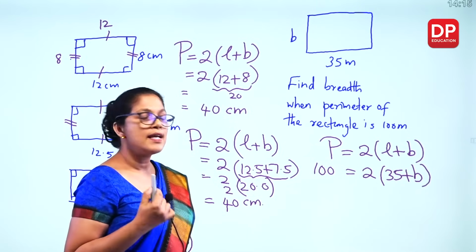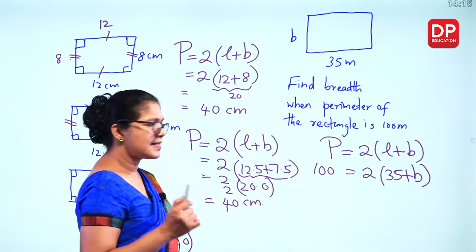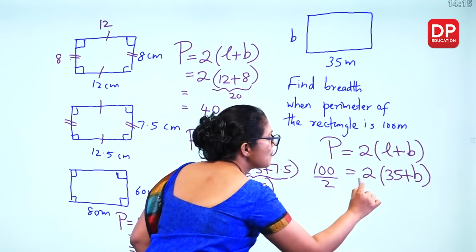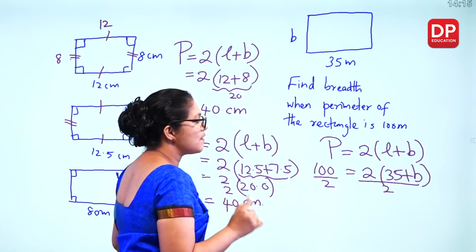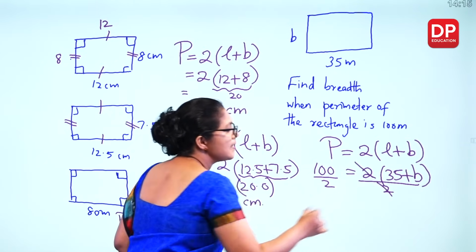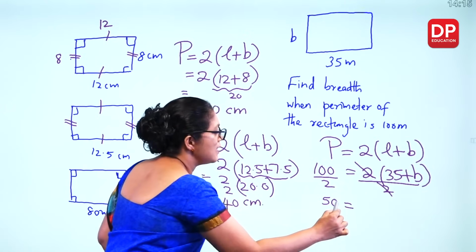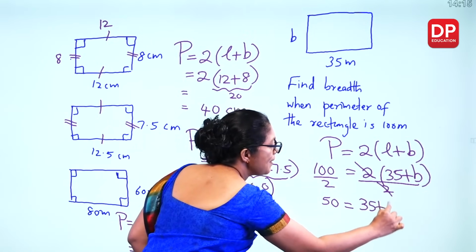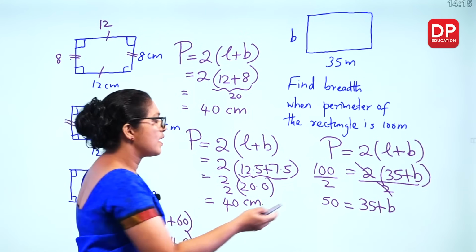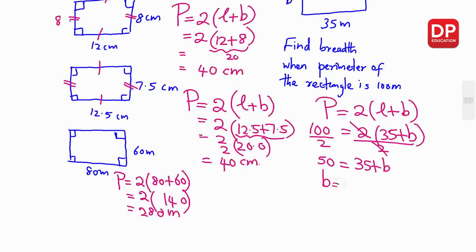So how can we solve this equation? So the first thing you can do, you can divide both sides by 2. So when you divide both sides by 2, what happens? These 2 get cancelled out. 100 divided by 2 is 50, which is equal to 35 plus B. So how can we find B? You can take 35 to the other side. B equals 50 minus 35. So you get 15 meters because the unit given is meters.